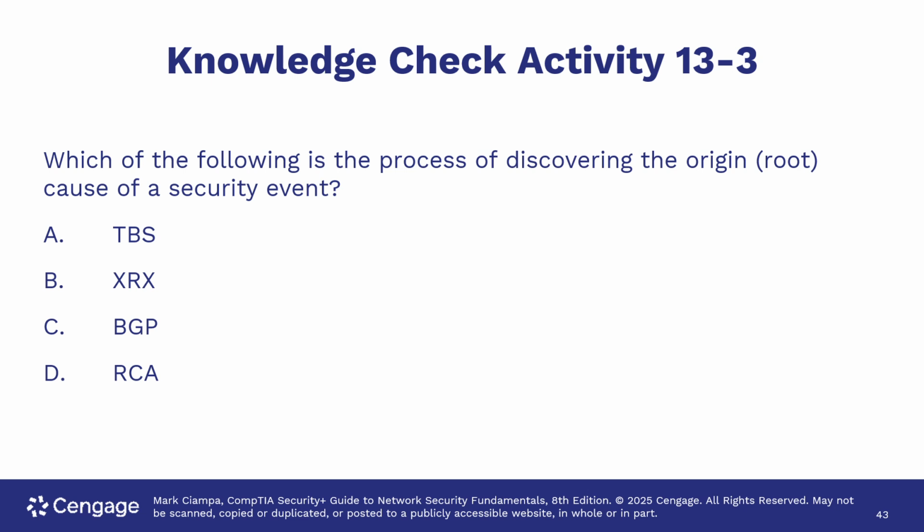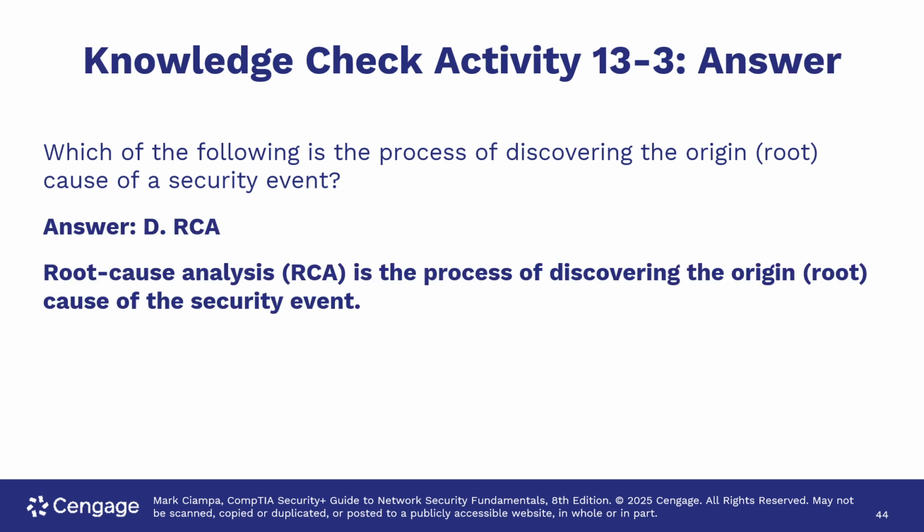Okay, so here's our knowledge check activity number 3. Which of the following is the process of discovering the origin or the root cause of a security event? TBS, XRX, BGP, or RCA? I know some of these have a lot of initials like this, but it's important that you know them and understand them. Well, it's RCA, which is your root cause analysis. That's the process of discovering the origin or the root cause of that security event.